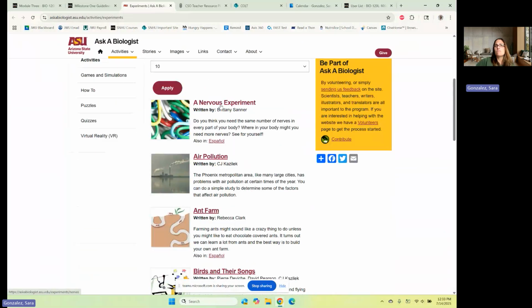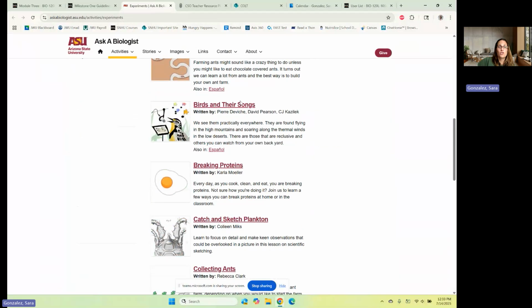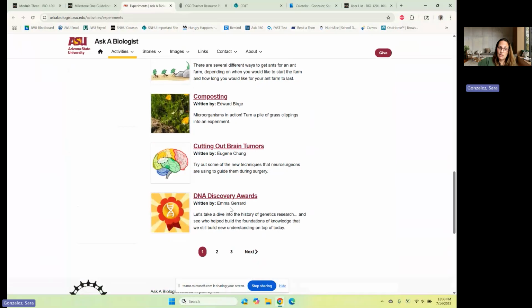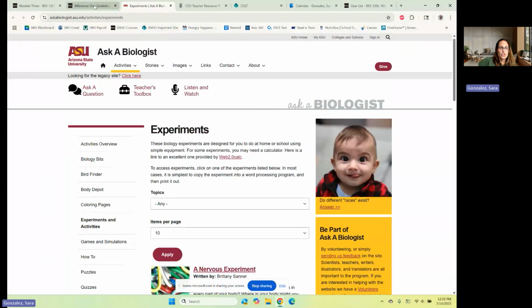So there's various topics that you can choose. You can talk about air pollution. There's one about an ant farm here, birds and their songs. I don't think anybody in my classes has ever done this one. Might be a little bit tough to do, but birds and their songs. Composting is one as well, and there's several others, so just click around here.